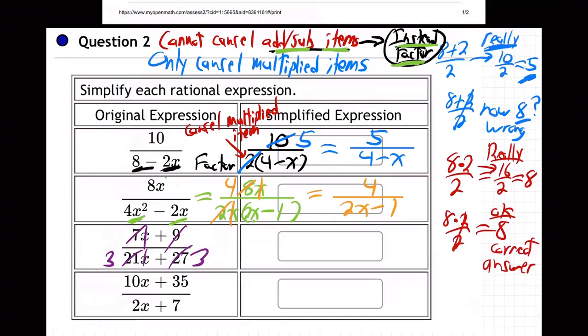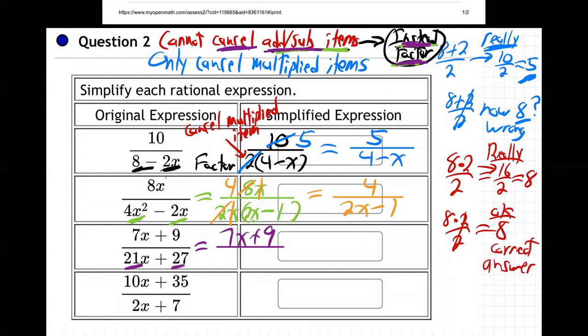Why? Because you cannot add, subtract, you cannot cancel added and subtracted items. Those are all added and subtracted items. Instead, factor. Let's do it. So the top doesn't factor. There's nothing going on the top. And 7 and 9 have nothing in common.